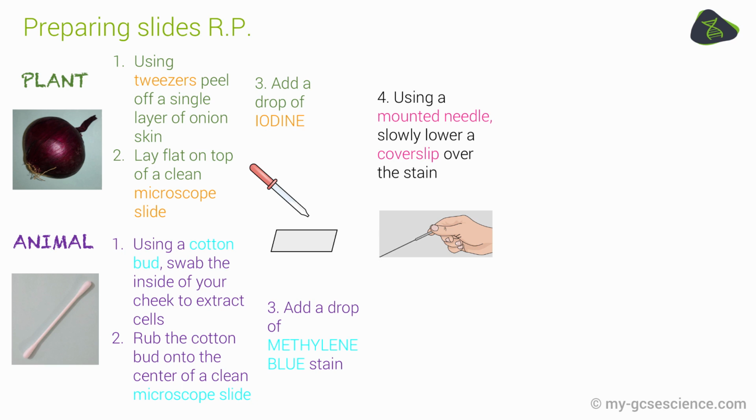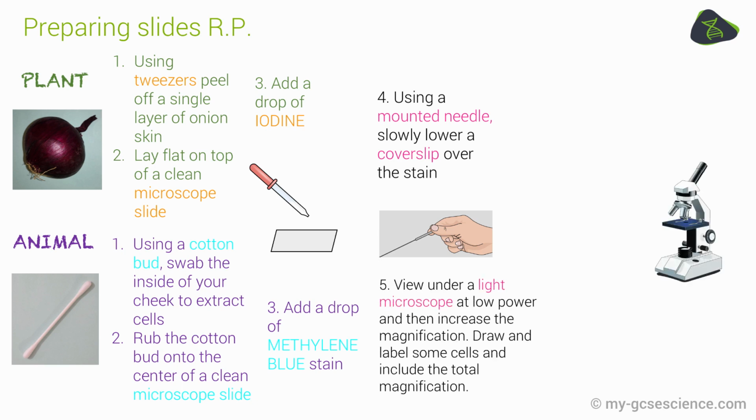Now the slide of either the plant or animal cell is ready to view, and it is viewed under a light microscope, initially under low power. This is so that you have the widest field of view to find the cells that you then want to zoom in on at a high magnification to see in more detail. Once you've got the cell in more detail, you then need to draw it and label some of the features of those cells, and it is worth including the total magnification used to view those cells under.